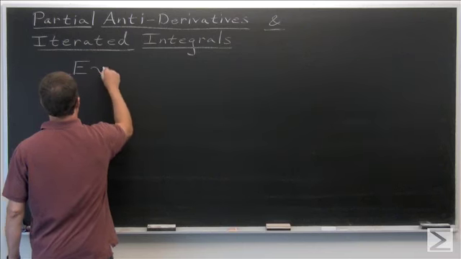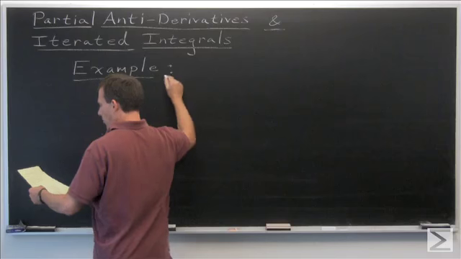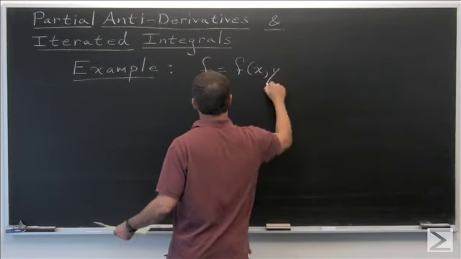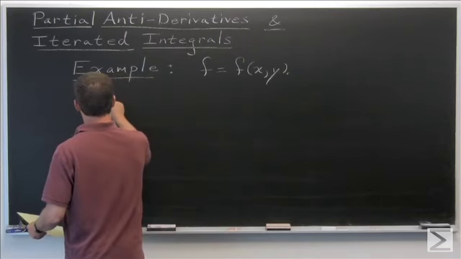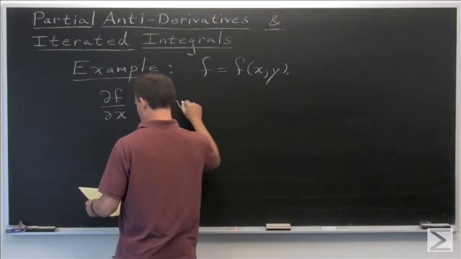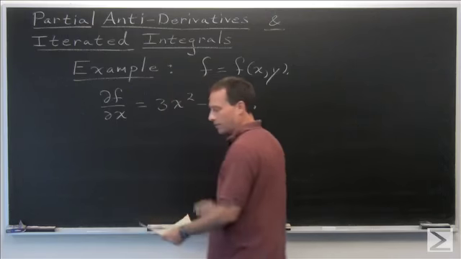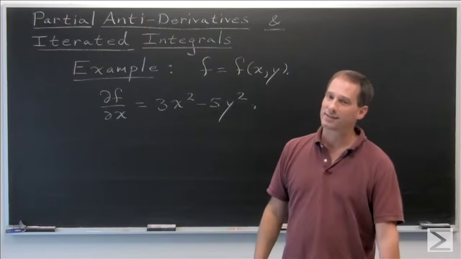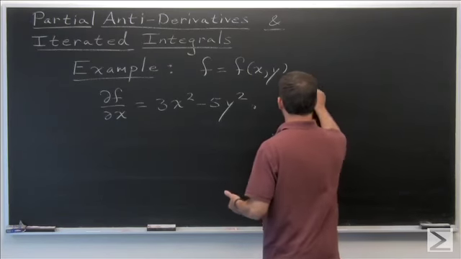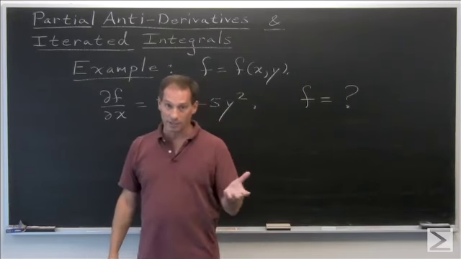So let's start with, suppose you've got a function of two variables, and you're told that the partial derivative of f with respect to x is 3x squared minus 5y squared. The question is, to what extent does that determine what the function f is? So our question is, can we say what f is, or maybe up to the addition of a constant?